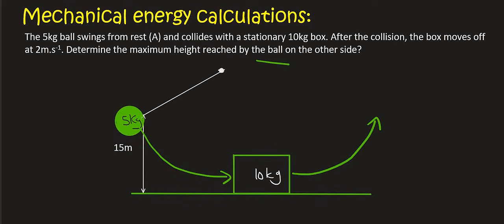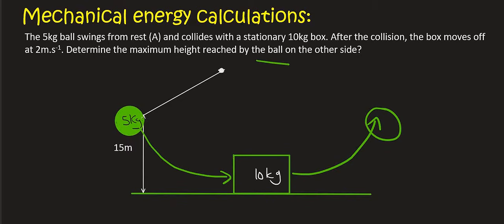If that block was not in the way, and there was no air resistance, which we're going to assume, since in grade 12 we're not going to look at air resistance, then that ball would keep reaching 15 meters on either side. So it would reach 15 meters here, and then it would just keep going backwards and forwards at 15 meters.